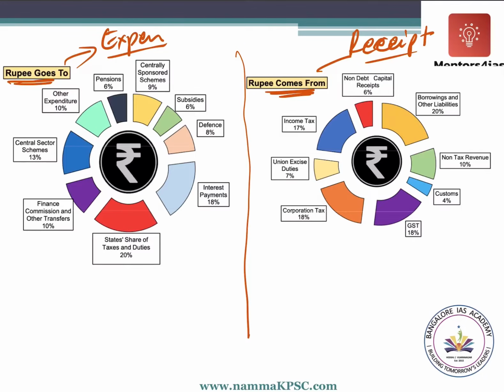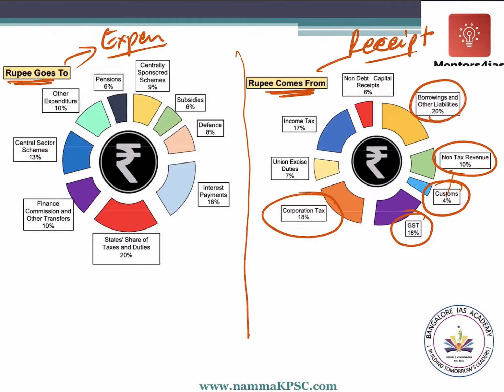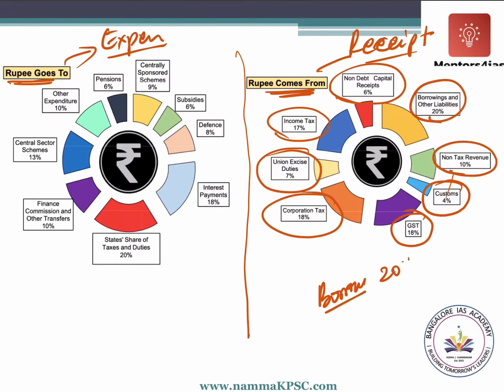So if you take one rupee that the government is receiving, this is a breakdown of where all the money comes from. 20% is coming from borrowing, 10% from non-tax revenue, 4% from customs, 18% from GST, 18% from corporate tax, 7% from union excise duty, 17% from income tax, and 6% non-debt capital receipt. Now if you see which is the largest share in terms of receipt, it is borrowings. The government borrows 20% of the money it receives. So if the government has 100 rupees, 20 rupees is borrowed.